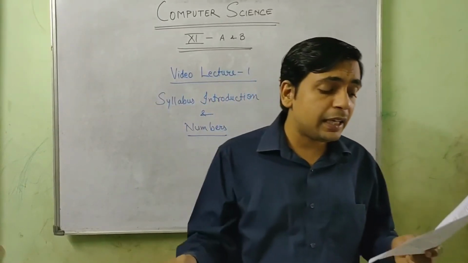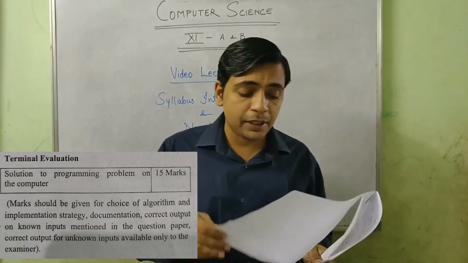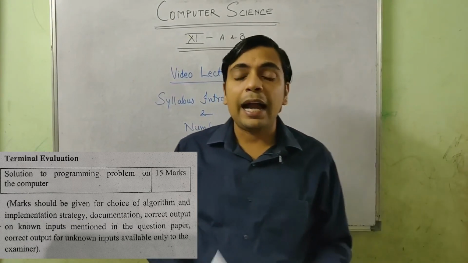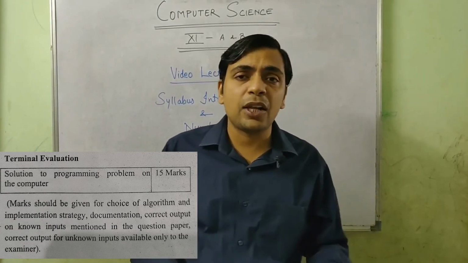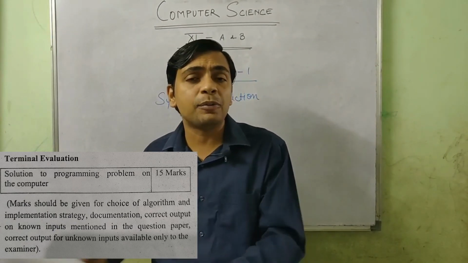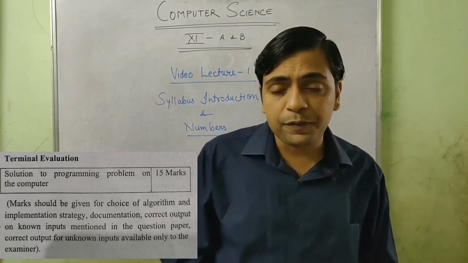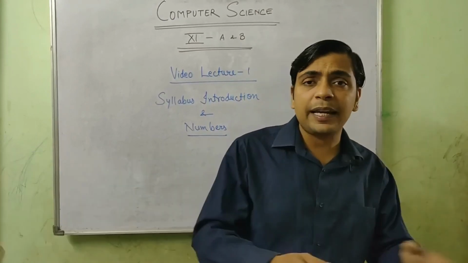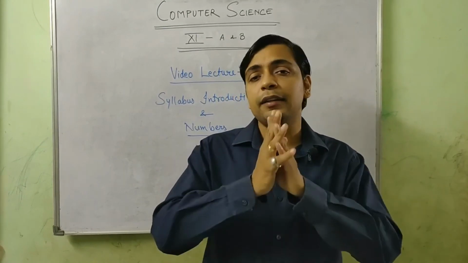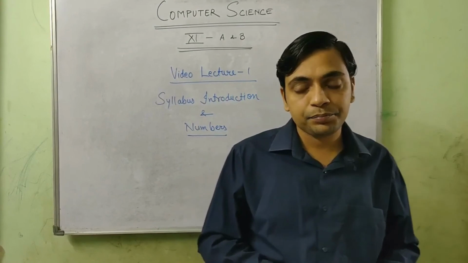Now your terminal evaluation, 15 marks is given for the solution of the programming. Right, so the solution that you are going to submit, your 15 marks is on that. And out of those 15 marks, some marks is allotted for your algorithm, some marks is allotted for your program, some marks is allotted for the output, some marks is allotted for the comments that you will make in the program. So the 15 marks is actually divided. So that's why I told you the algorithm part, that's a very important chapter. You have to study it very thoroughly. Your practical marks is actually based on it.